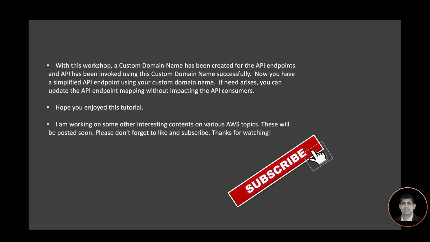That is it. With this workshop, a custom domain name has been created for the API endpoint, and the API has been invoked using the custom domain name successfully. Now you have a simplified API endpoint using your custom domain name. If need arises, you can update the API endpoint mapping without impacting the API consumer.